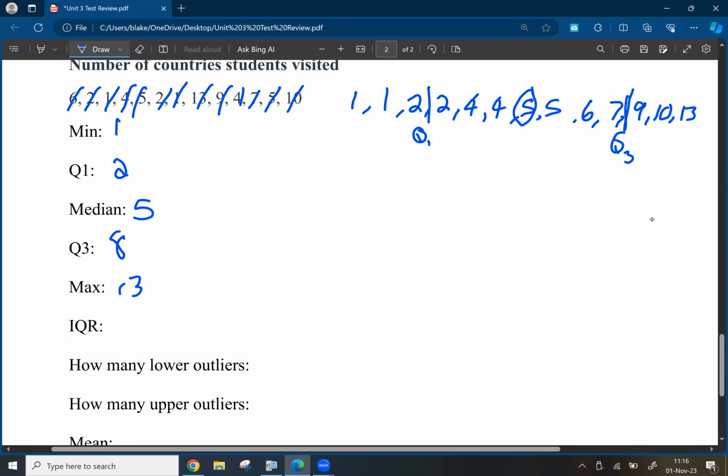IQR is 8 minus 2, which in this case is 6. So remember, that's Q3 minus Q1, which is 8 minus 2, which is 6.